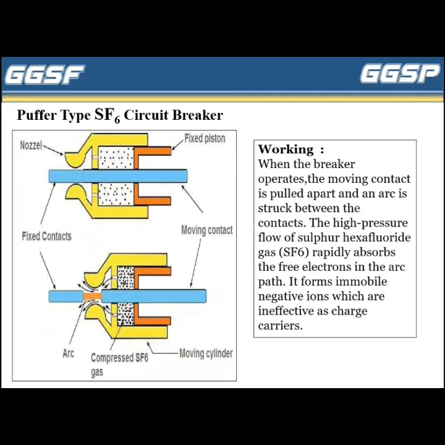Puffer type SF6 circuit breaker working. When the breaker operates, the moving contact is pulled apart and the arc is struck between the contacts. The high pressure flow of sulfur hexafluoride gas rapidly absorbs the free electrons in the arc path. It forms immobile negative ions which are ineffective as charge carriers.